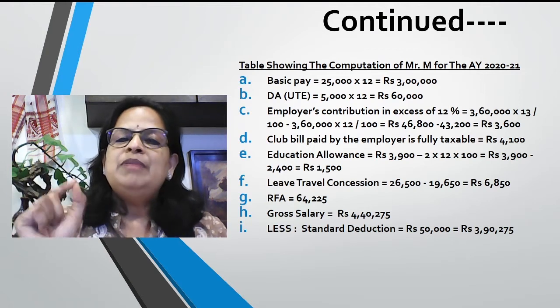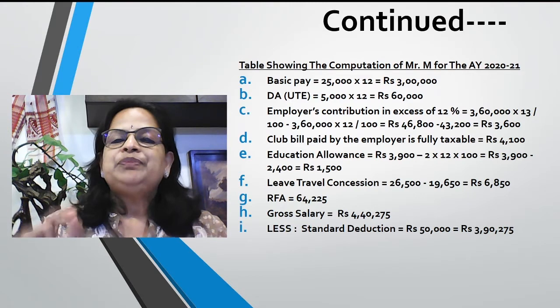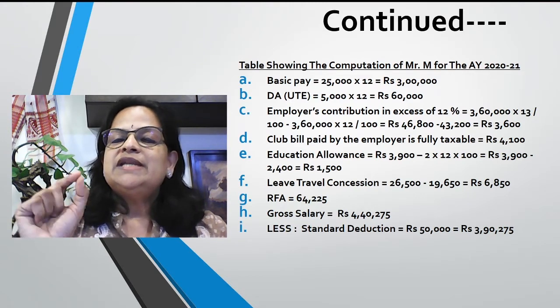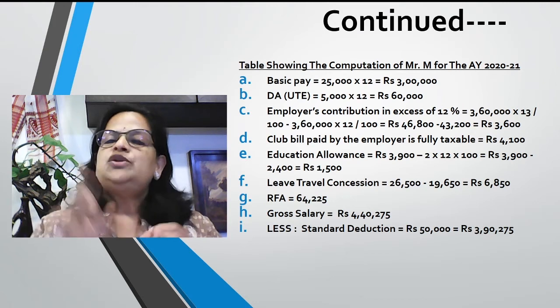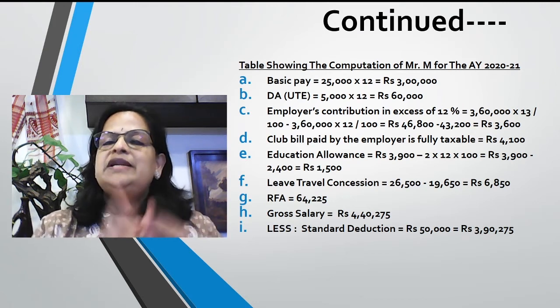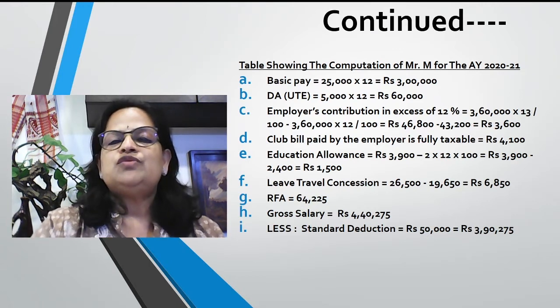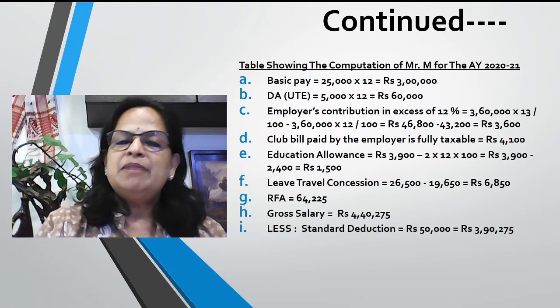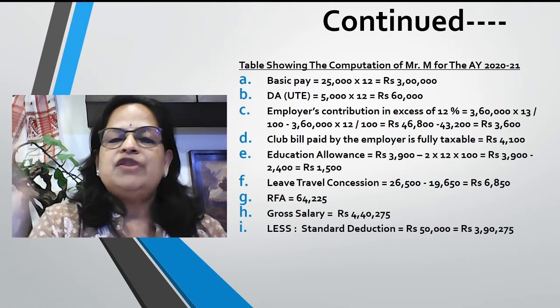Now club bill paid by the employer will be fully taxable, 4,100. Education allowance, he is getting 3,900. Now you have to remember, for own children, 2 children only he will get, and it's 100 per month. So 2 into 12 into 100, 2,400. 3,900 minus 2,400 is 1,500. Remember this education allowance taxable value we have taken for computation of RFA also.